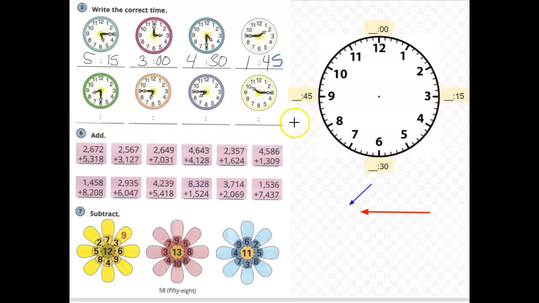All right, I want you to try to do this bottom row. Push pause and try to do this bottom row. Remember, start with your hour hand and then do the minute hand and come back when you're done. So push pause and come back when you're done.